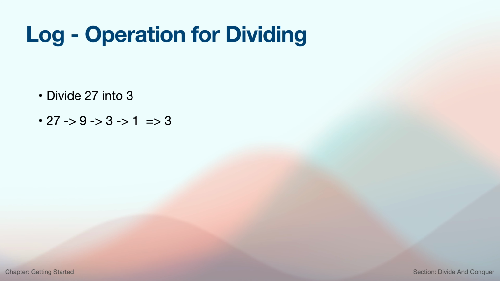So how many times have I divided 27 until I reach 1? 3 times. This can be written as log 27 base 3. So it is giving me the answer 3 because I can divide it 3 times.